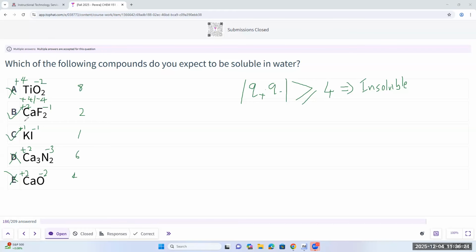Thomas, go ahead. I guess I don't fully understand A being 8, then CaF2 being 2, and C being 1. How exactly does that work again?